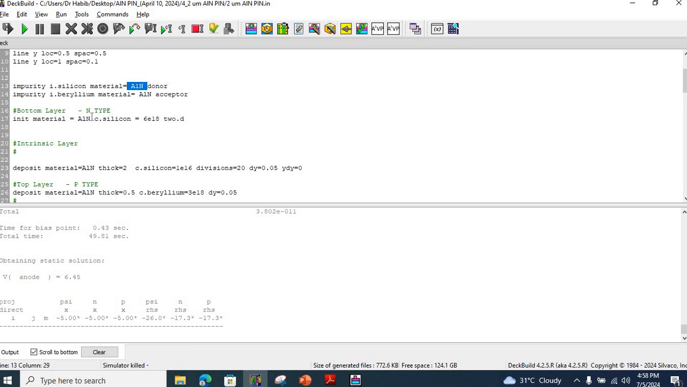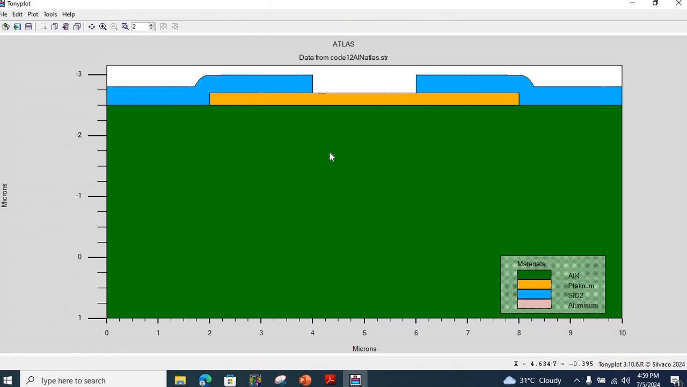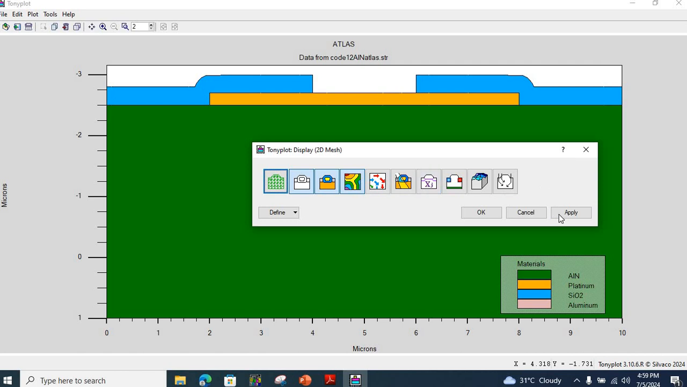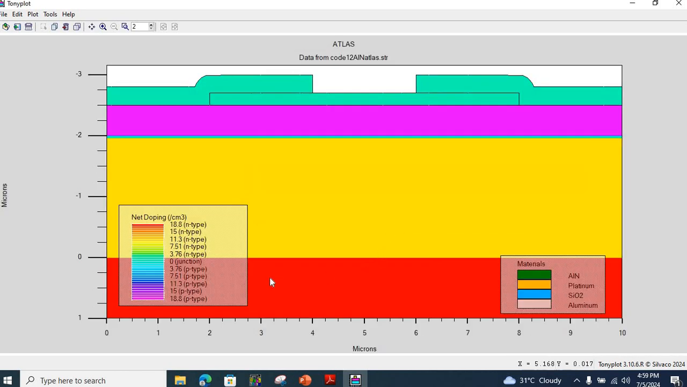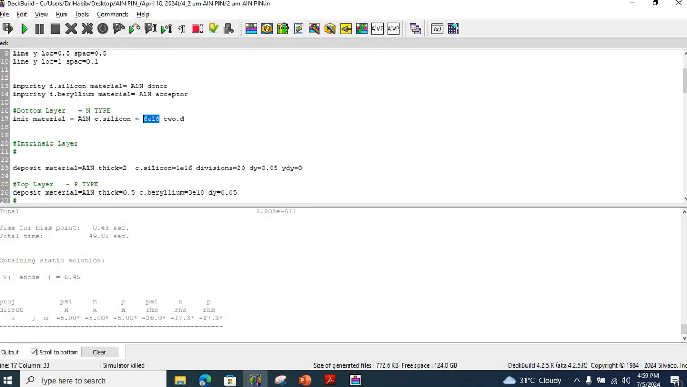So I initiate a substrate of aluminum nitride with N-type doping of 6 × 10^18 per cm³. I'm going to go to Display, click Contours, and then click OK. So this red layer, which is running from 0 to 1 micrometers, has an electron concentration of 6 × 10^18 per cm³.